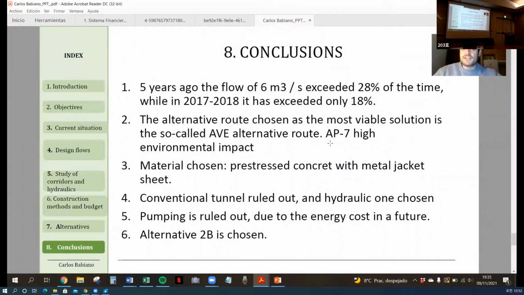And also with the metal jacket sheet that helps to confine the pipe. The fourth point is a conventional tunnel rolled out, and a hydraulic one chosen. And pumping is rolled out due to the energy cost in the future. So at the end, we didn't consider pumping because even though in the very beginning it is so cheap, in the long term it's expensive because maintenance has to be very expensive. So the alternative 2B is chosen.